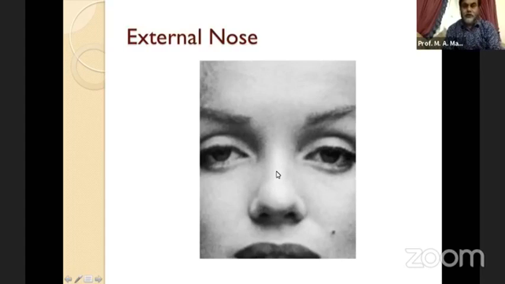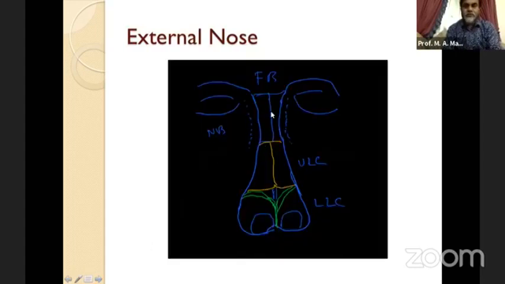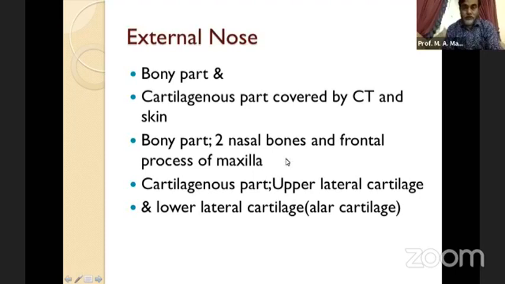So the external nose has two parts, cartilage and bones. If you look at this picture, this is the nasal bones, the frontal process of maxilla, and the upper lateral cartilage and lower lateral cartilage. This is important for your exam, for MCQ. Sometimes we ask this question: the following are the components of the external nose. So this we discussed, the external nose.